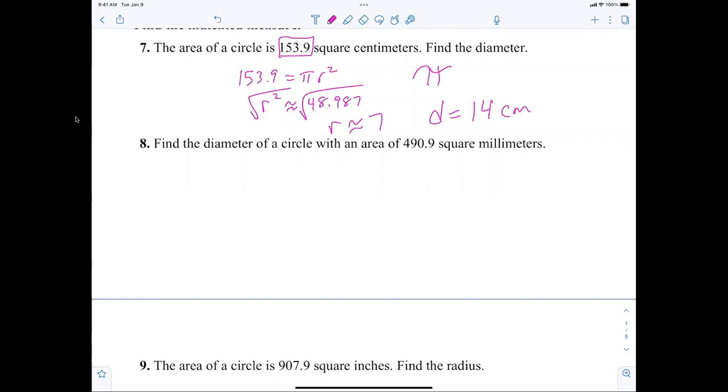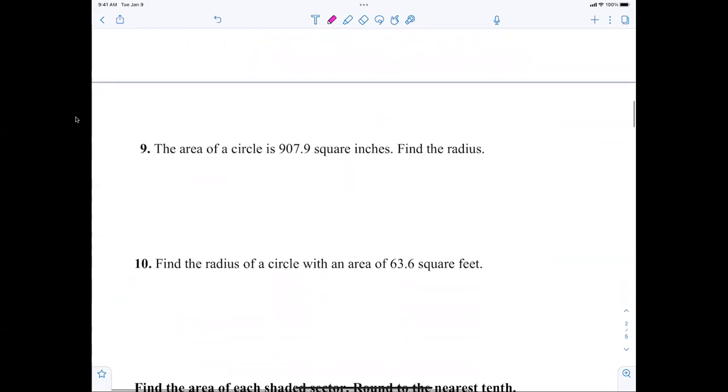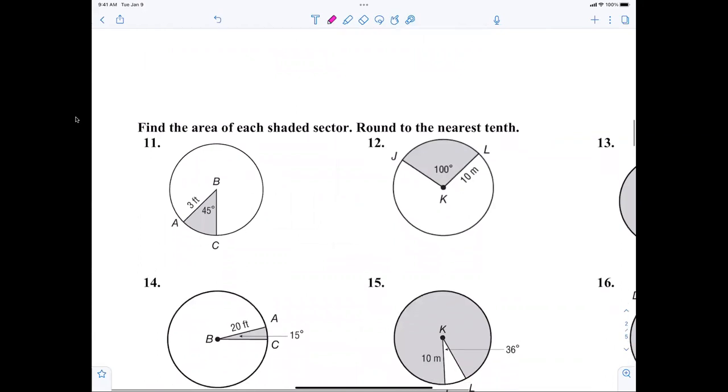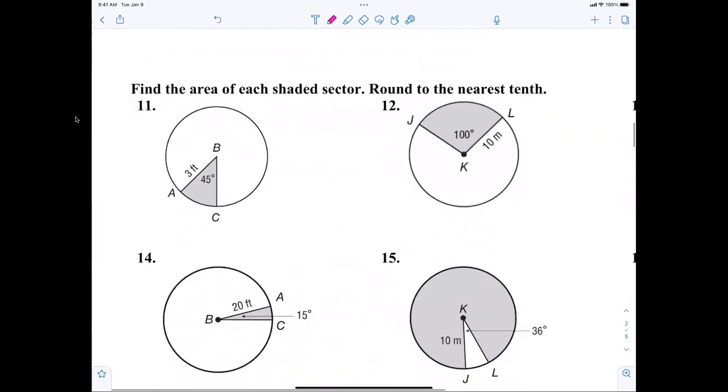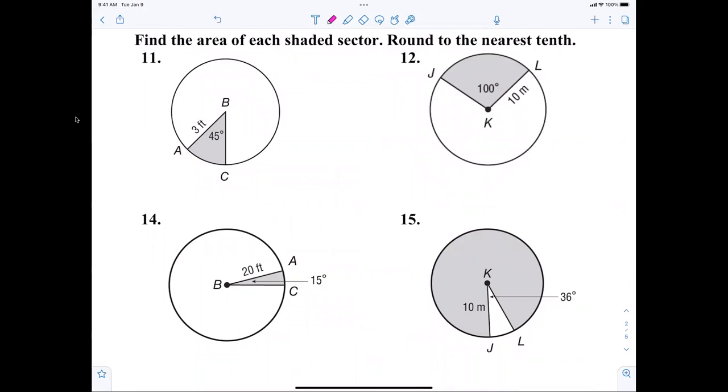Okay. All right, anybody have any questions with that? Given the area, work your way backwards, divide by pi, take the square root. Everybody knows that. Okay, now the fun starts. Number 11. All right, if we're doing number 11, we have area of the shaded region is pi.